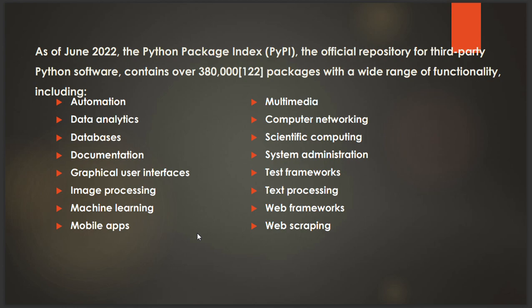As of June 2022, the Python Package Index, the official repository of third-party software, contains over 380,000 packages with a wide range of functionality, including automation, data analytics, databases, documentation, graphical user interface, image processing, machine learning, mobile apps, multimedia, computing, networking, scientific computing, system administration, test frameworks, text processing, web frameworks, web scraping. It has huge libraries, about 380,000 packages available in Python.